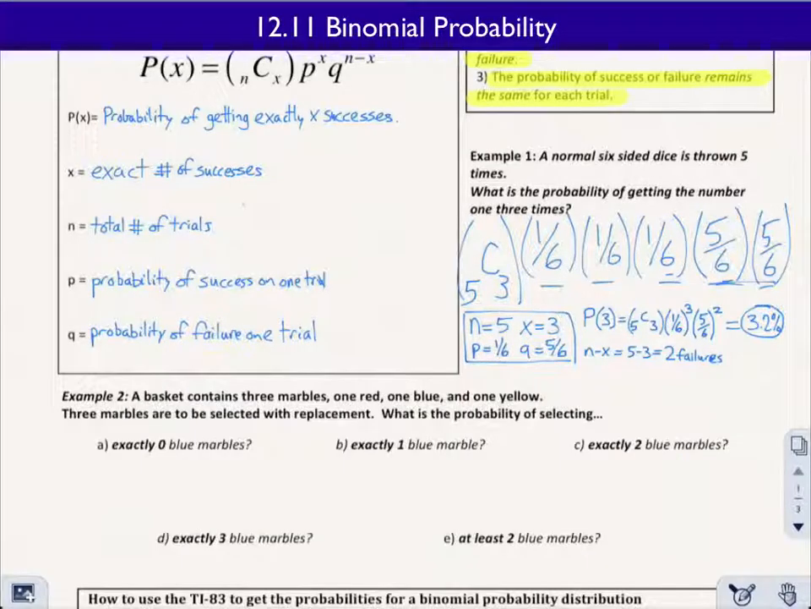Now in example 2, it says a basket contains 3 marbles, 1 red, 1 blue, and 1 yellow, and 3 marbles are to be selected with replacement. So very important that to be able to use binomial probability, it has to be with replacement. So we want to know what is the probability of selecting 0 blue marbles, 1 blue marble, 2 blue marbles, or 3 blue marbles, and then also at least 2 blue marbles. So looking at A, B, C, and D, we're basically coming up with a probability distribution for this.